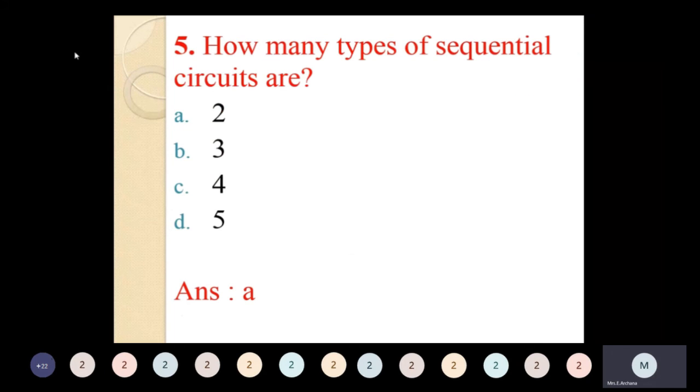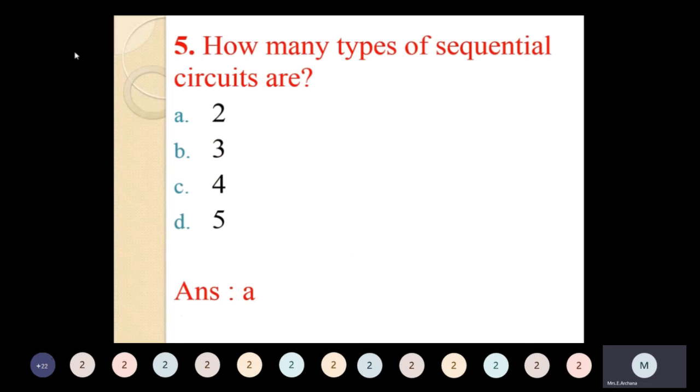Let me move to the first question. How many types of sequential circuits are there? We know that there are synchronous sequential circuits and asynchronous sequential circuits. The options are 2, 3, 4, 5. So the correct answer is 2. There are two types of sequential circuit.